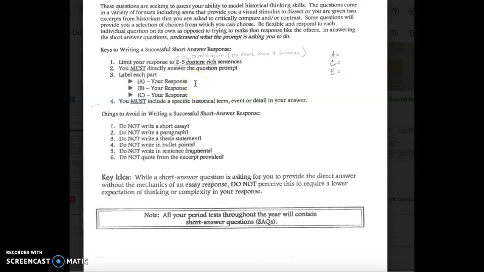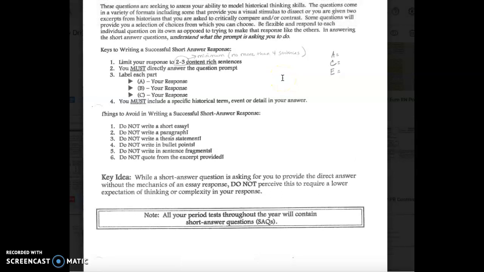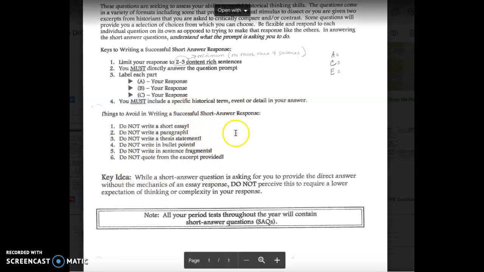You must include a specific historical term, event, or detail in your answer. So again, you're just giving any kind of context to what the question is asking. You're giving specifics, okay? And I'm going to share with you this strategy known as ACE to make sure you are completely answering the question as you should. But first, let's make sure you know what to avoid, okay?